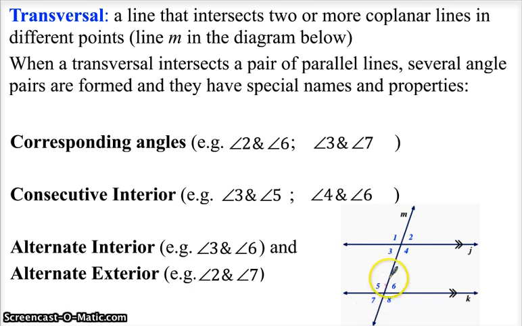It says a line that intersects 2 or more coplanar lines in different points. So if you had 2 lines like this that already crossed, and then you had a third line that crosses both like that, that's not a transversal.